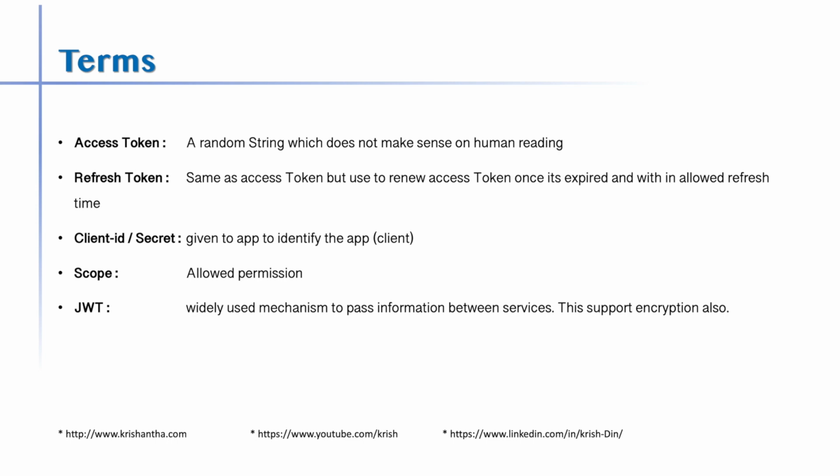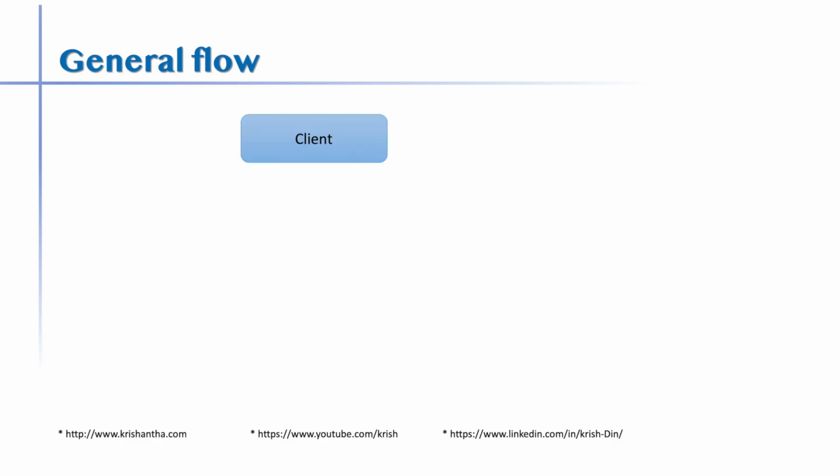JWT is a widely used mechanism to pass information between services. For example, let's say I have an authorization server and this particular user was authorized through me. Now I need to give the user's permissions, what the user can do, and the email address or any other information belonging to the user. I can give those through this JWT. JWT supports encryption, so it's very secure. Generally, this is how it works.